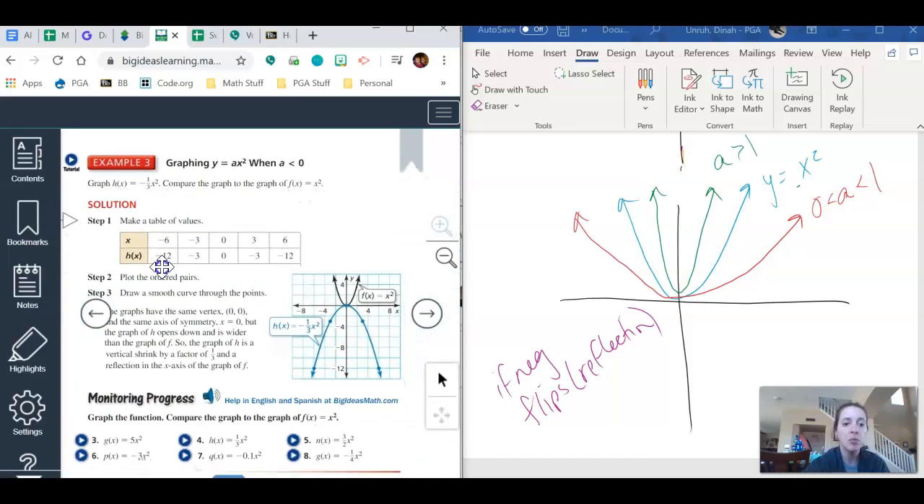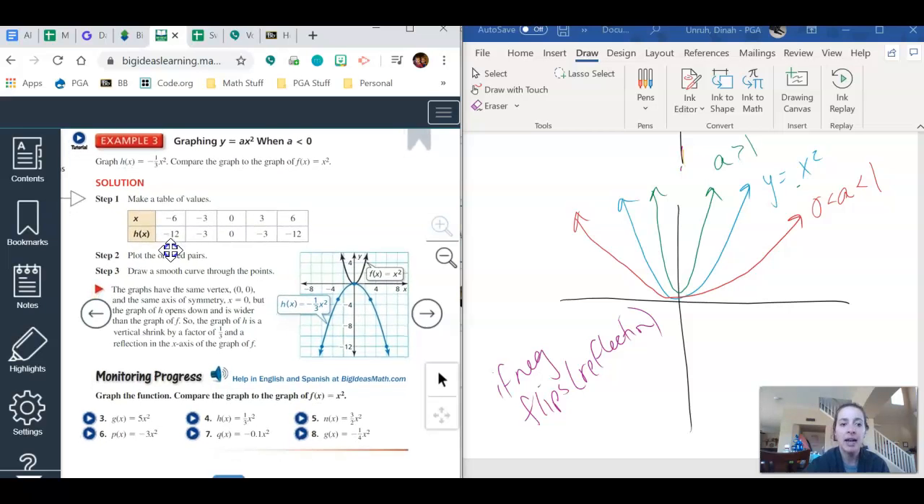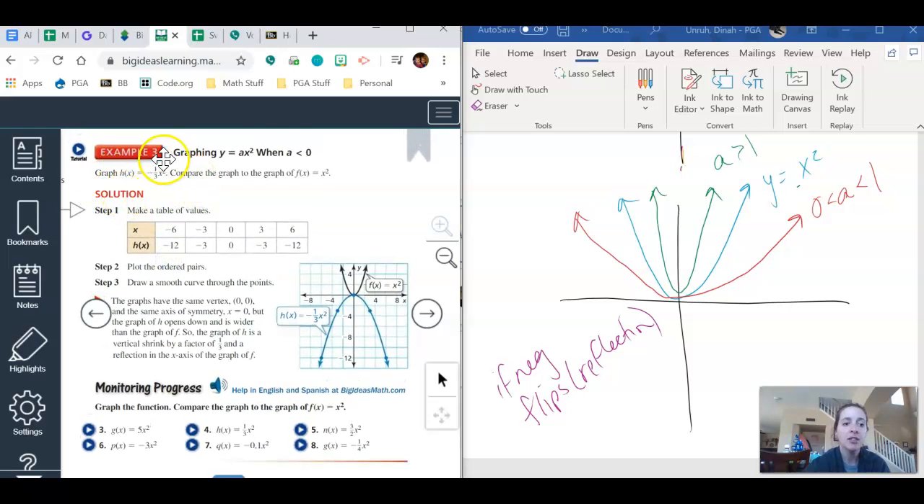Okay, so let's look at example 3. So example 3 just tells me now I'm going to have a negative. Okay, so I'm being asked to graph this function. It's a -1/3 x squared. So compare it to my parent function.